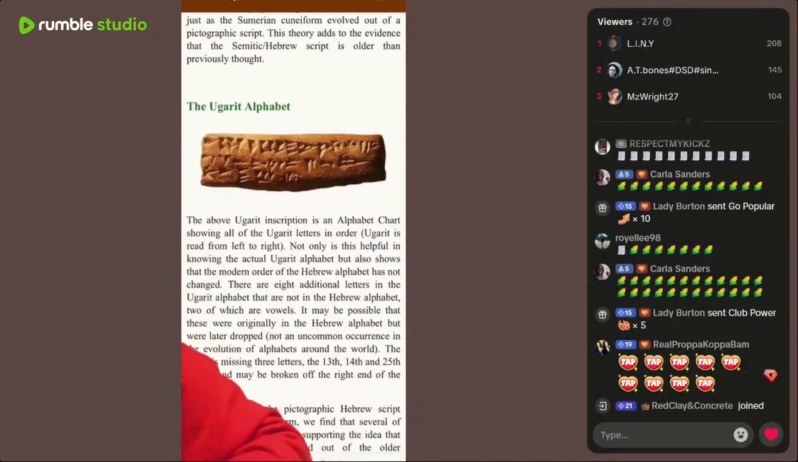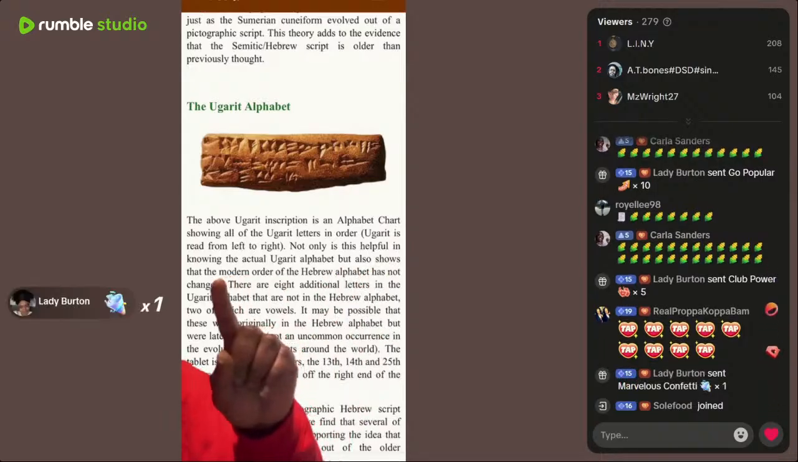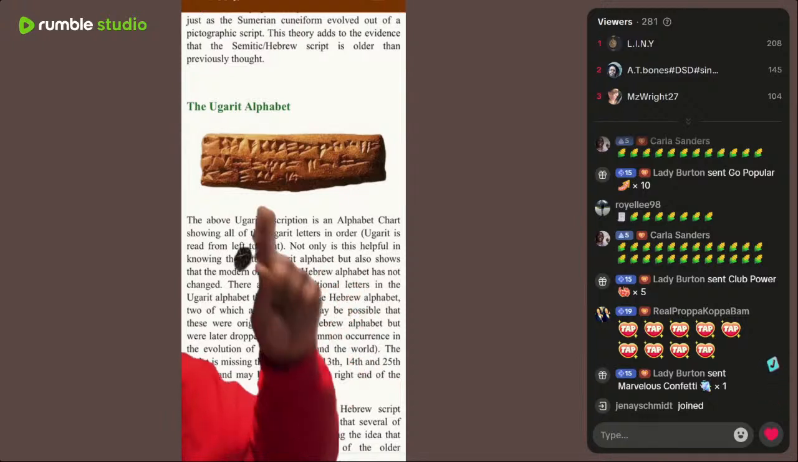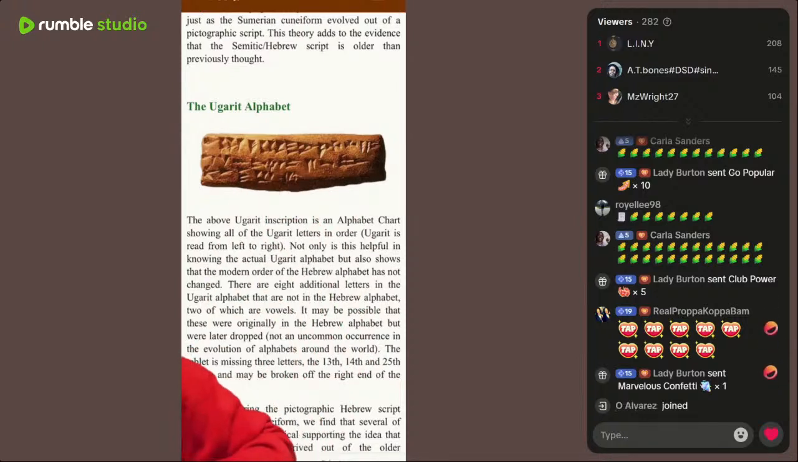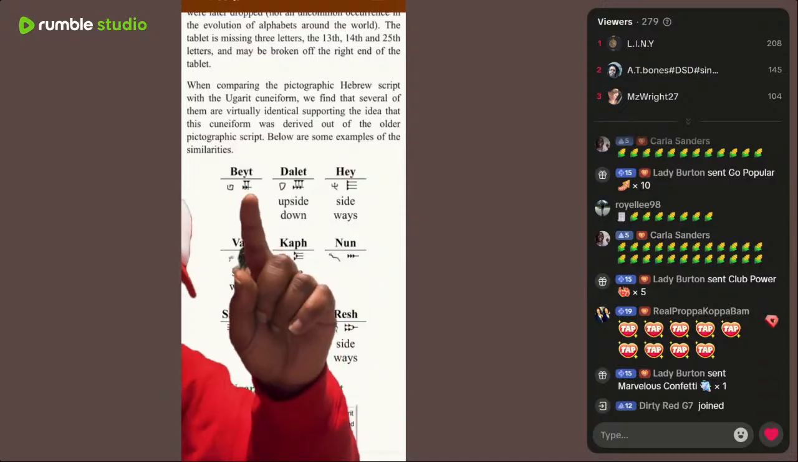Ugarit alphabet chart. It also shows that the modern order of the Hebrew alphabet has not changed. It's the same thing, just a different type of language. They just wrote it different, right? Right? Let's keep going. There go Bet in cuneiform.